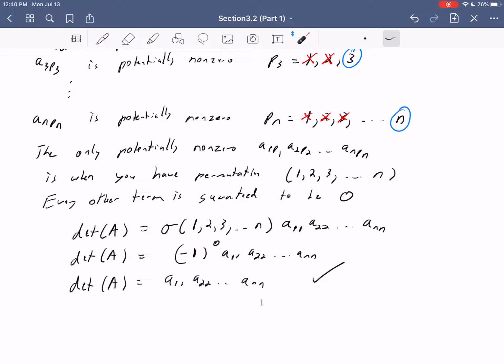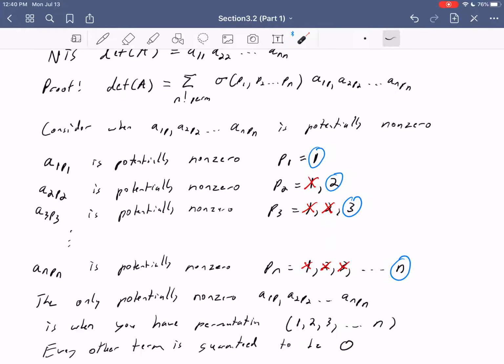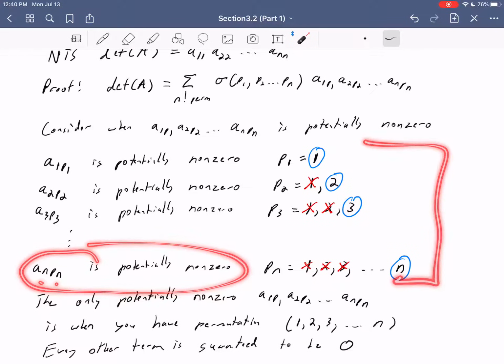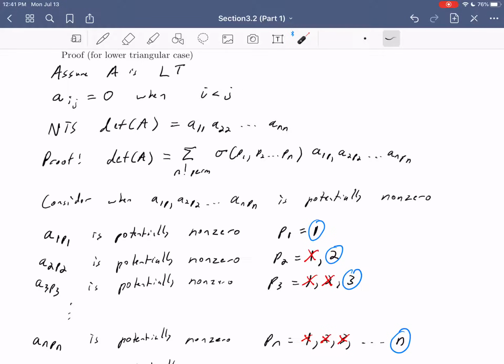So if you read through your textbook, it proves this for the case where it is upper triangular. Their logic is reversed. They actually start by analyzing when a_n p_n is potentially non-zero, and they show that p_n has to be n. Then they move to a_{n-1} p_{n-1} and show that that has to be n minus 1. And their last one is showing that a_1 p_1 has to have p_1 equals 1. So it just reverses this, because for upper triangular this condition is reversed. But the logic is very, very similar.